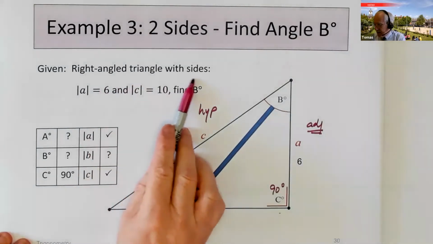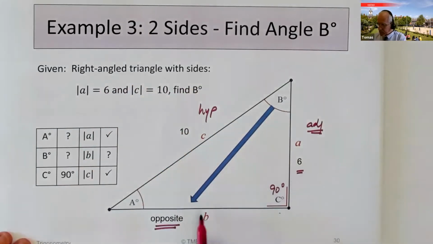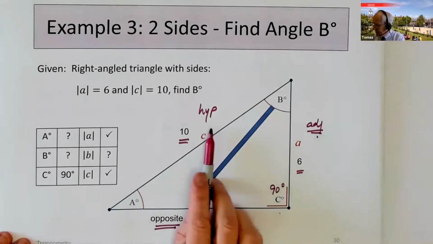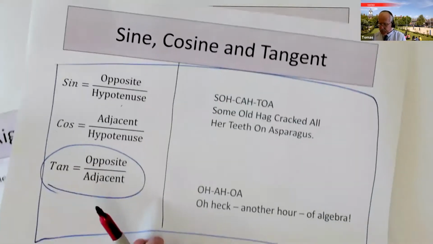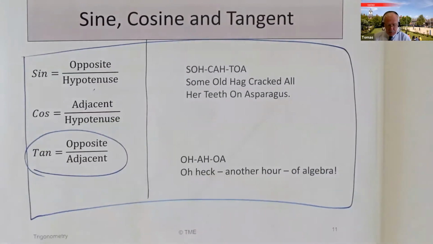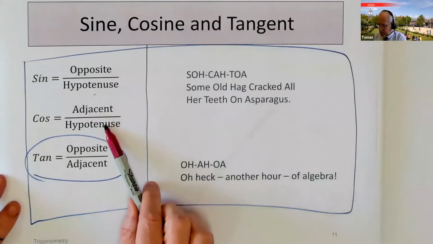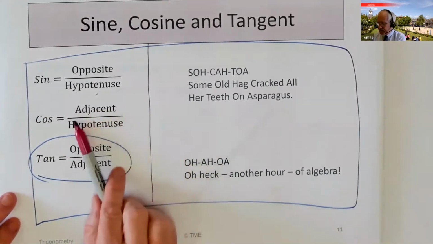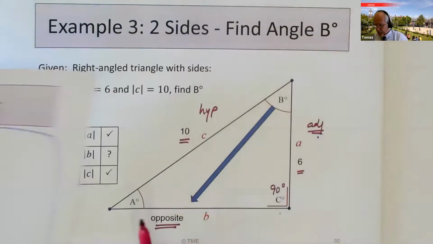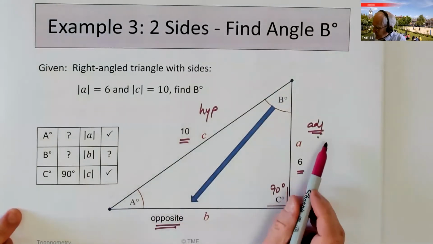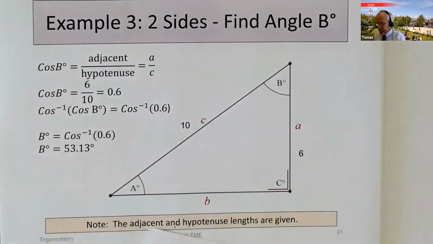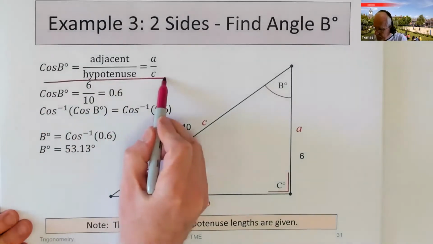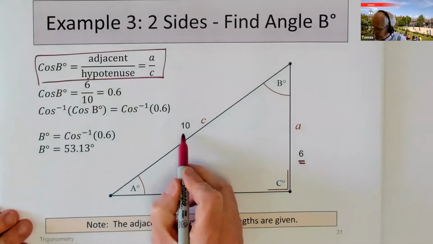Now we've got a right angle triangle with the sides. A is 6 and C is 10. So it looks like we know the adjacent and the hypotenuse. So we look here and see, is there a formula that links adjacent and hypotenuse? And we see it under cos. So cos of B is adjacent over hypotenuse. So cos of B is 6 over 10.